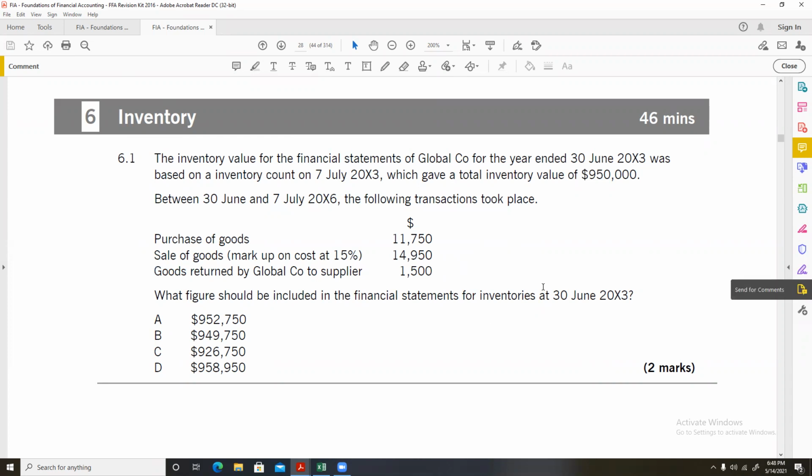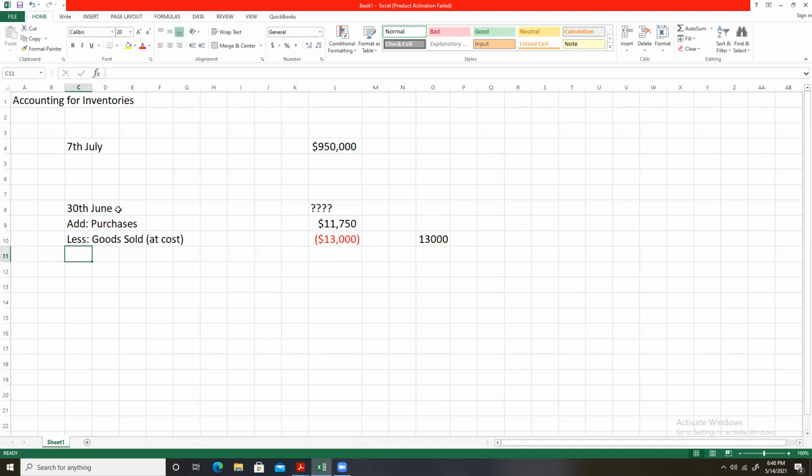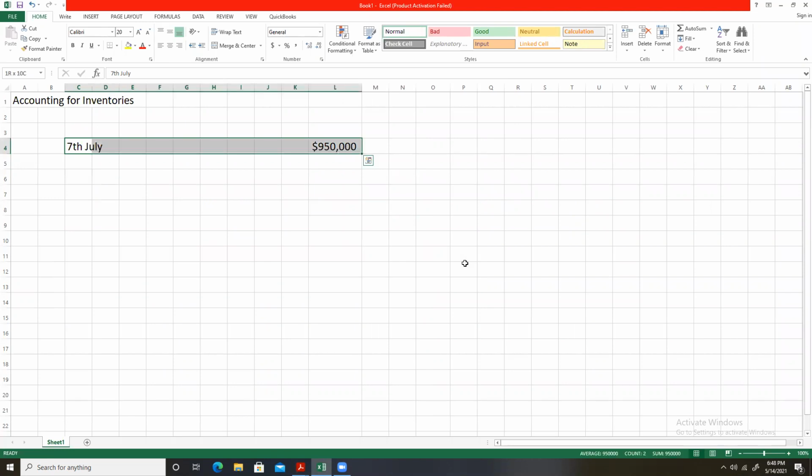So this question requires you to find out the value of inventory on 30th June 2003, whereas we are given the value of inventories on 7th July 2003. Now, which date comes first? Either it is 30th June or 7th July. 30th June comes first. 30th June is before 7th July.